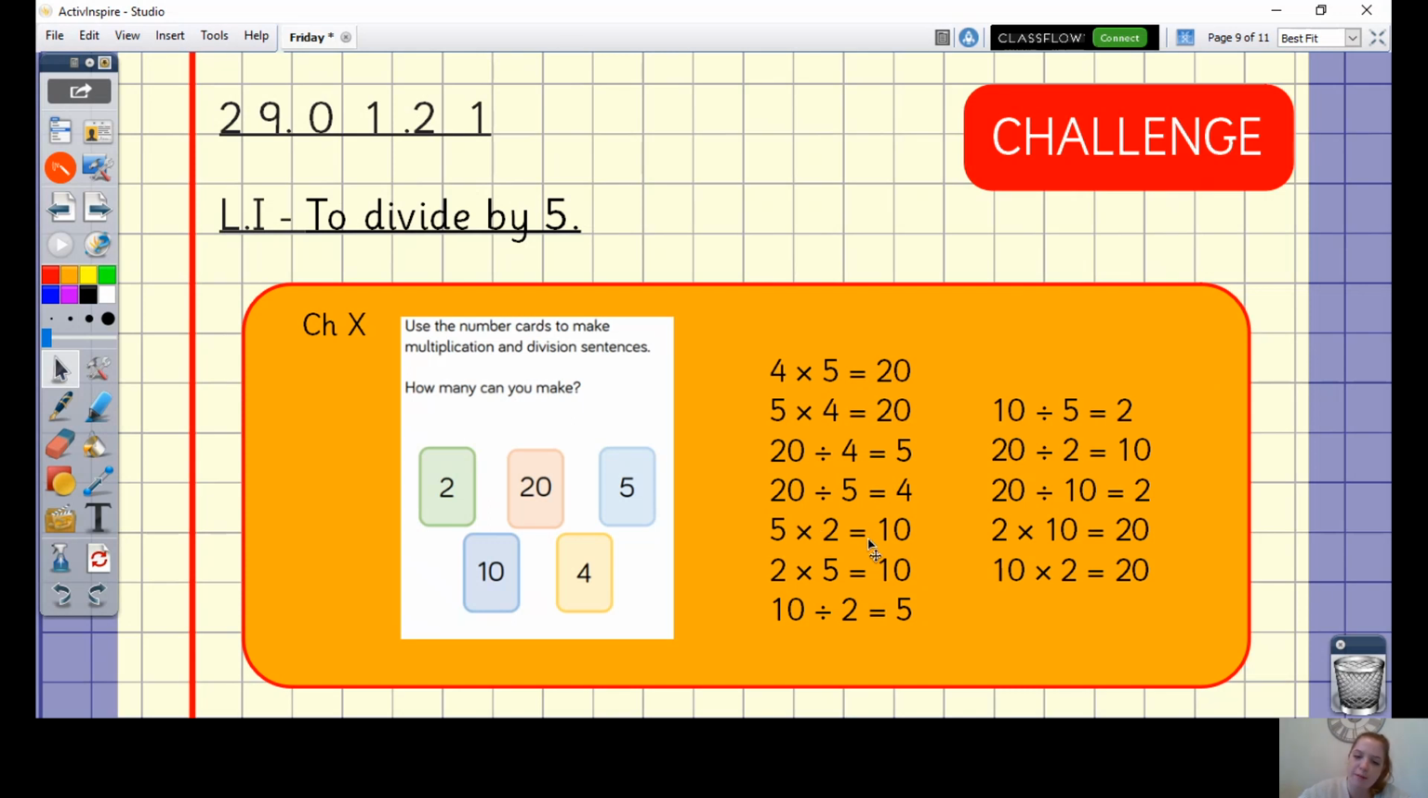And we've got 5 multiplied by 2 equals 10, and 2 multiplied by 5 equals 10. 10 divided by 2 equals 5, and 10 divided by 5 equals 2. And then the last fact family there, 20 divided by 2 equals 10. 20 divided by 10 equals 2. 2 multiplied by 10 equals 20, and 10 multiplied by 2 equals 20. So there's quite a lot of different possibilities there. It would be great if you were able to get those different answers as well.